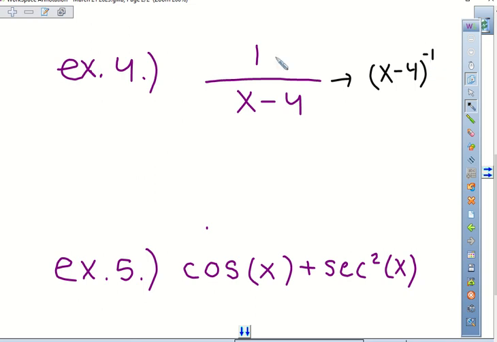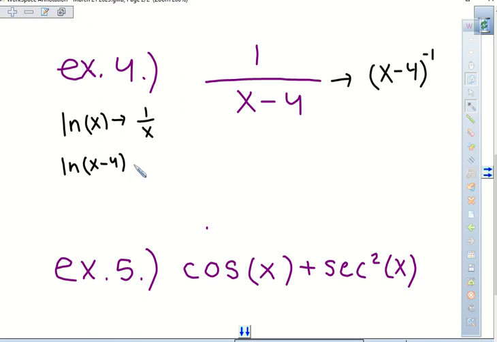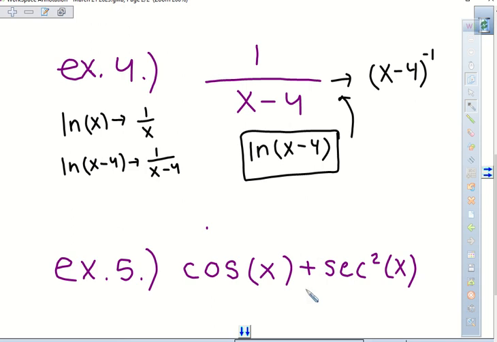So anytime we're dealing with something like this, as you all know, the derivative of ln is 1 over x. The derivative of ln of x minus 4 is 1 over x minus 4. So anytime you're dealing with 1 over something like this, it's always going to be ln of whatever that is. Now we don't have to worry about dividing by anything because the derivative of the inside of this would be 0. So nothing changes here. If you differentiate this, it becomes this. So this one's a little bit more tricky, but it's just a rule.